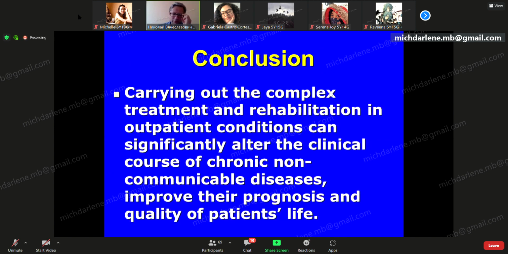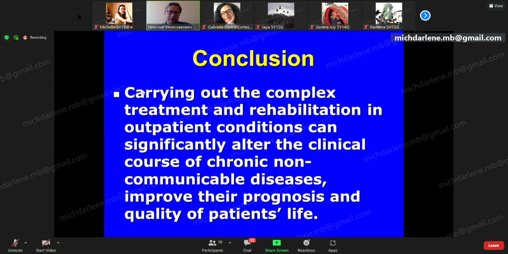And now we come to the conclusion of our lecture, and I should underline for you that carrying out complex treatment, including diet, physical activity, regime-specific, medical, physiotherapeutical, psychological and social measures of rehabilitation in outpatient conditions can significantly improve the clinical course, clinical picture of chronic non-communicable, non-infectious disease, can improve patients' prognosis, prolong their life expectancy, and improve life quality of our patients.